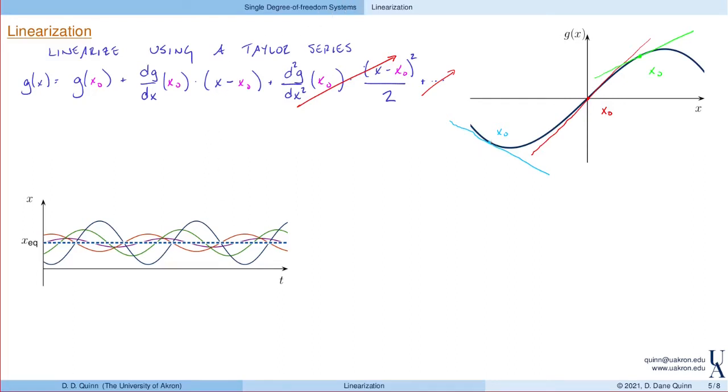As an example, again, this is a cubic equation, right? So let g of x be equal to maybe x minus x cubed.